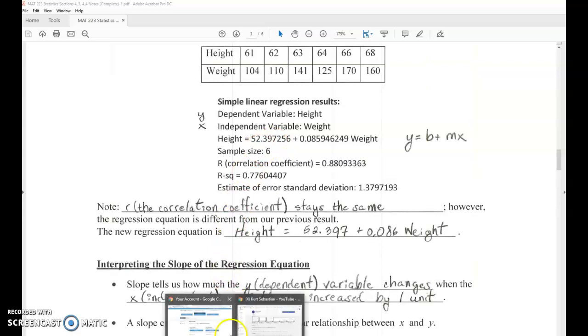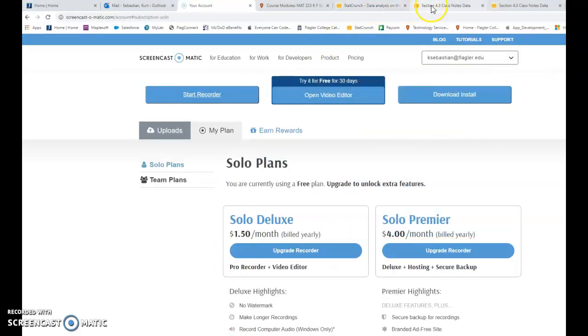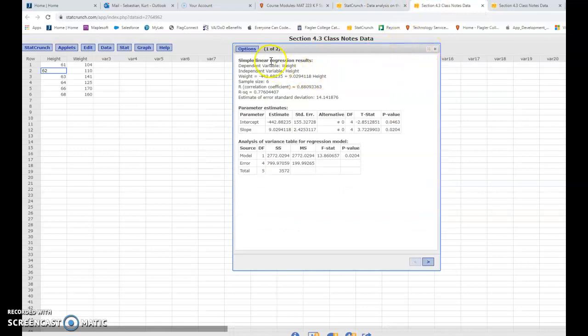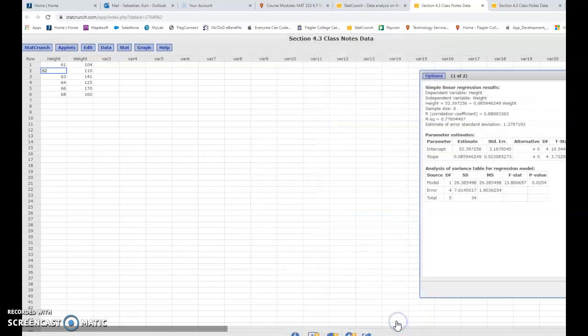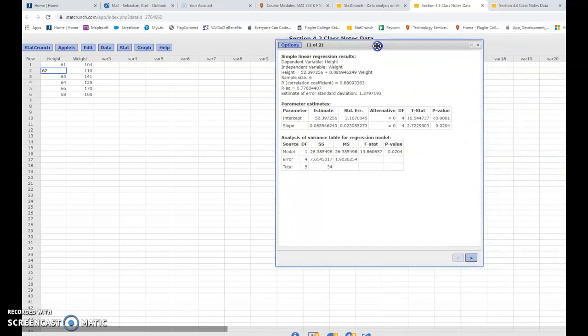So if we go back to StatCrunch, I'm going to change these up. I'm going to edit this, and I'm going to switch the x and the y. So x is now weight, and the y variable is height. And we'll recompute it. And you can see this is what we get. Right here, height, so this is y equals b plus mx, where we let y be the height now, the dependent variable. And I cut and pasted this into your notes.